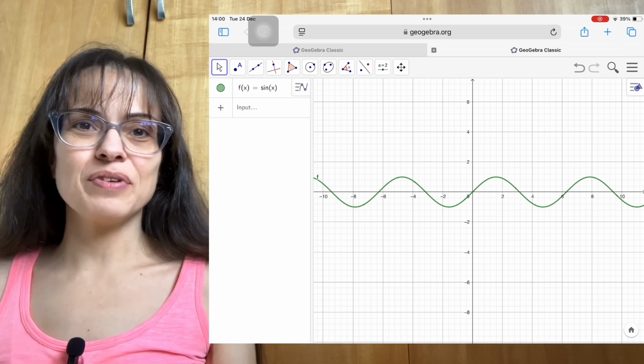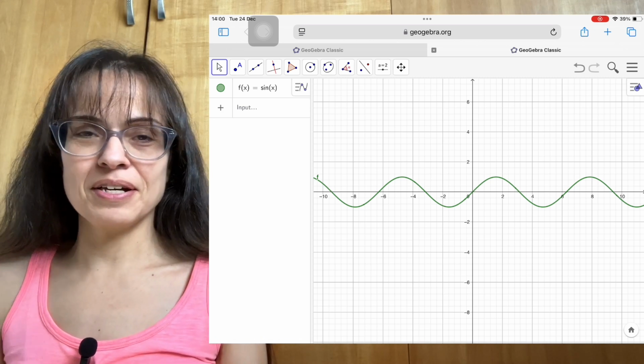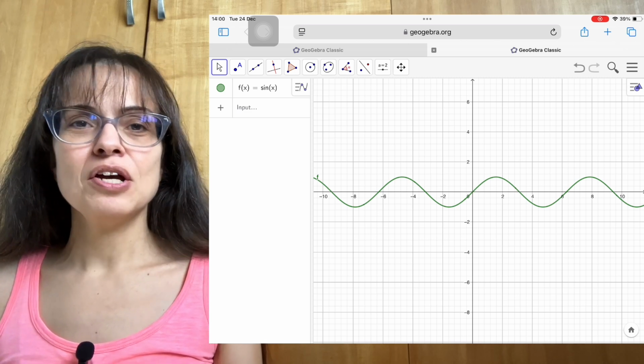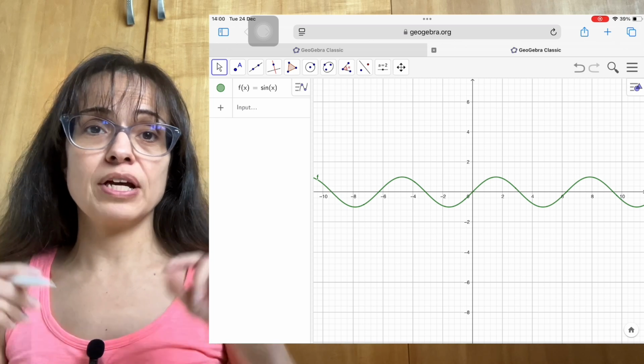Okay, so sine of x, here we go. It has infinitely many turning points, so it is a mess as an inverse function. We are going to need a convention, just like in the quadratic function x squared.